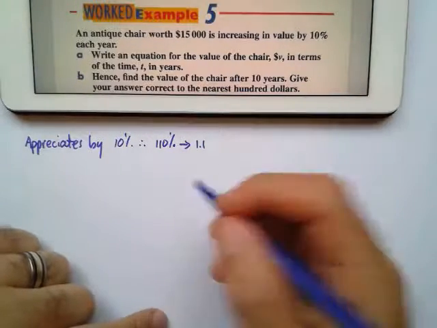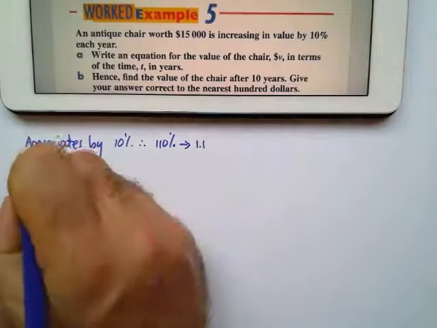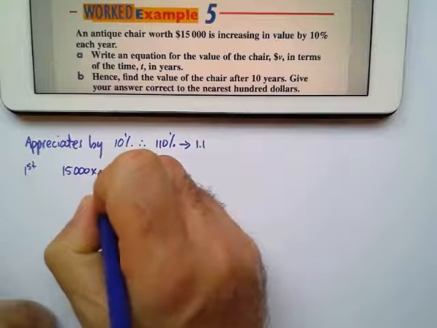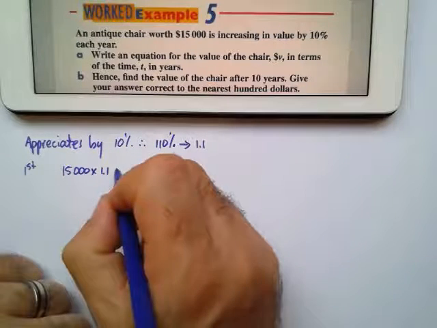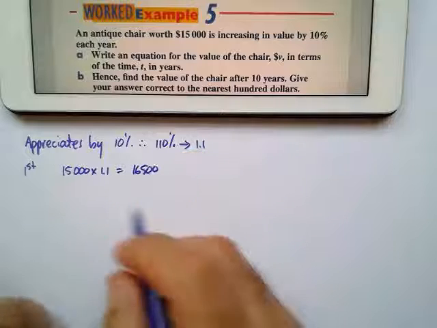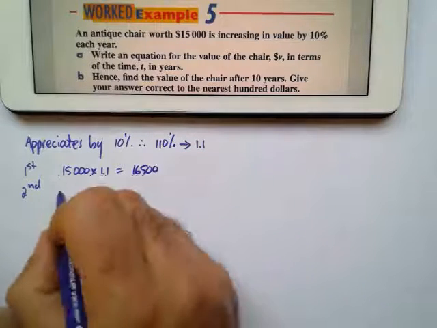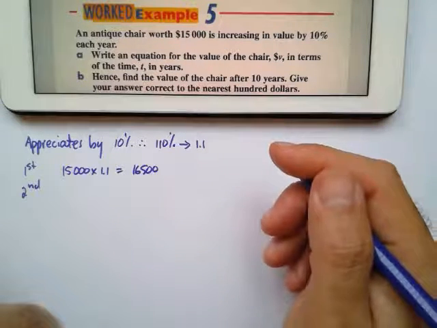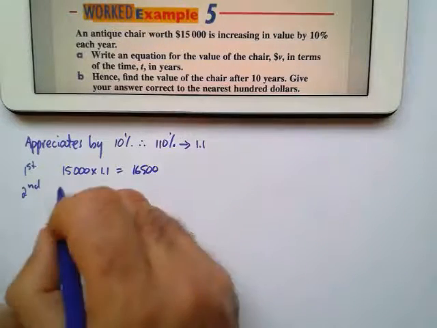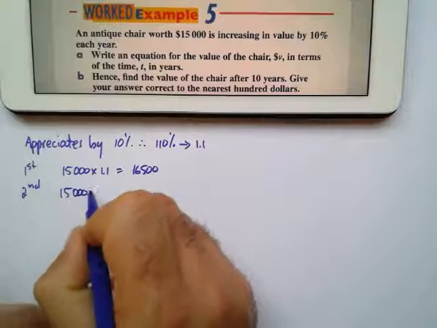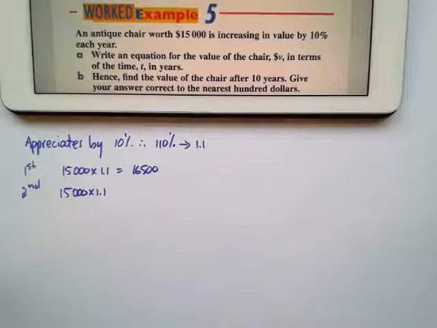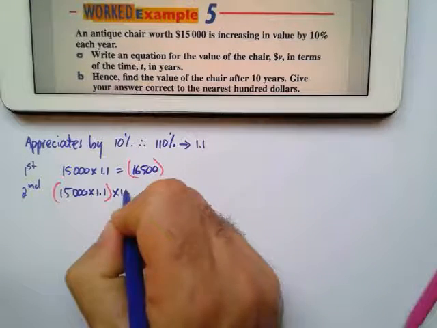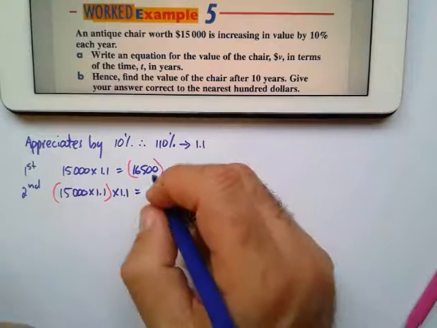So after my first year, if I take a chair of $15,000 and I multiply it by 1.1, it's going to be worth $16,500. In my second year, if I take that 16,500 and multiply it by 1.1, I will get a new value. In other words, 16,500 is 15,000 times 1.1, that is this bit. If I multiply that again with 1.1, it will give me my new amount.